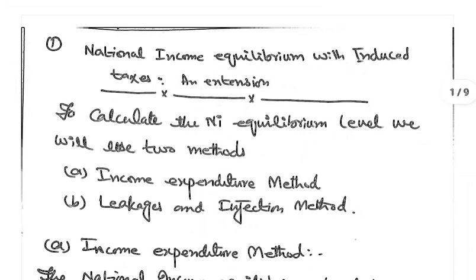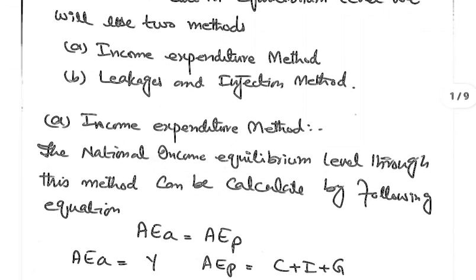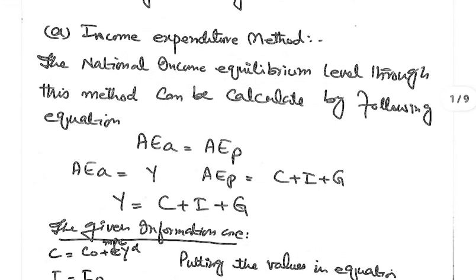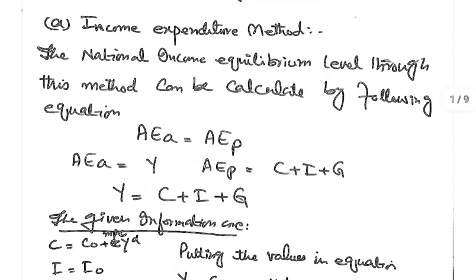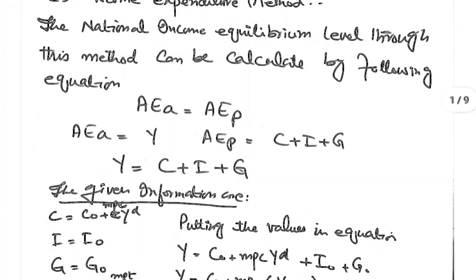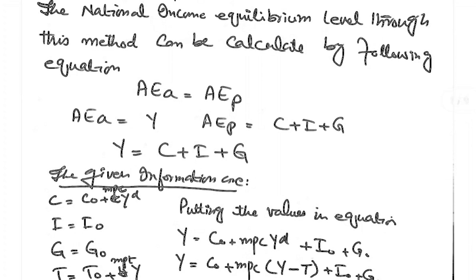The title of the slide is National Income Equilibrium with Induced Taxes and Extension. To calculate the national income level, we will use two methods, the income expenditure method and leakages and injection method. First, we will use the income and expenditure method. The national income equilibrium level through this method can be calculated by the formula that aggregate expenditure actual must be equal to aggregate expenditure planned.